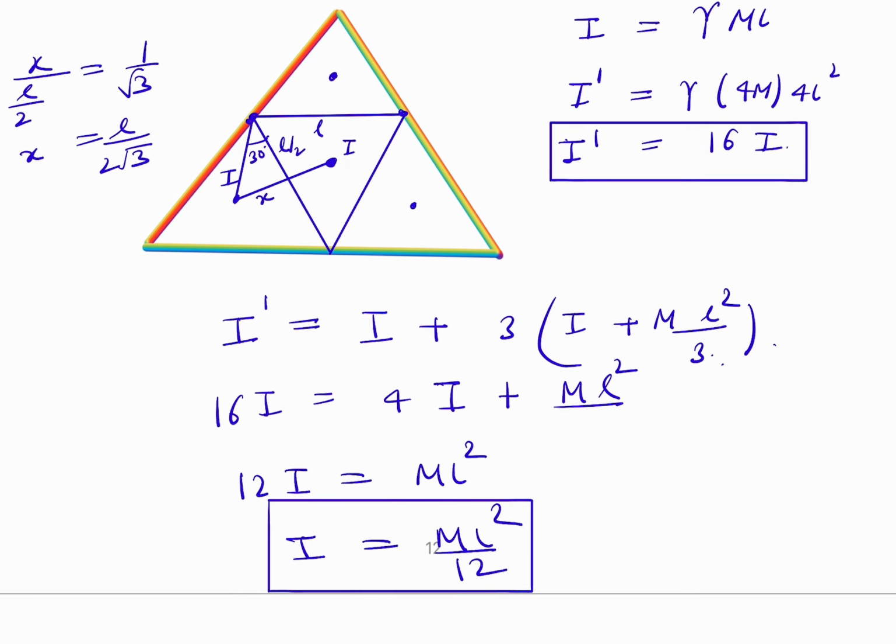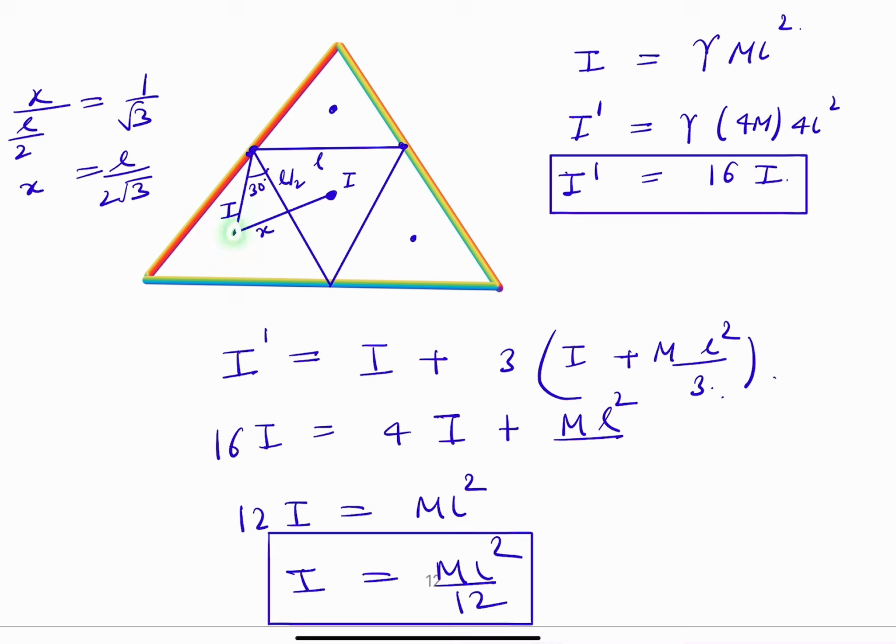That's clear. Now again, if you talk about this point and this point, these are the centers, so the distance between them can be easily calculated. It would be 2x, where the x value can be calculated using trigonometry. So x value would come out to be L by 2 root 3. Now let's see. I dash is the moment of inertia of the whole system. So now I'm going to write it using the parallel axis theorem. So I dash would be the moment of inertia of this inner triangle, and then this one. For this outer triangle, the centroid is here.